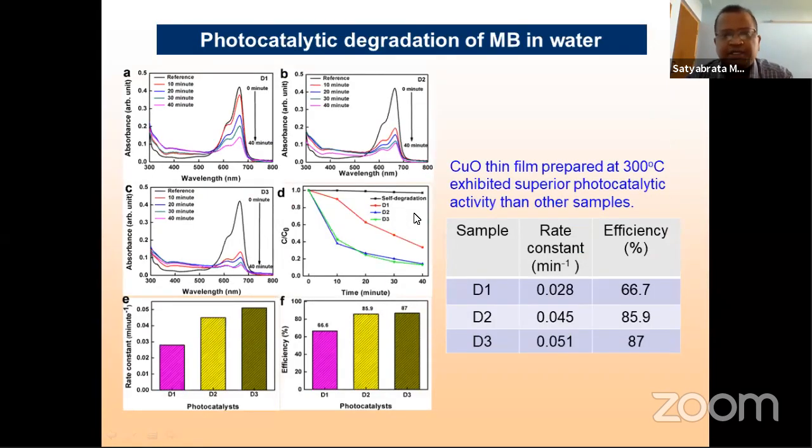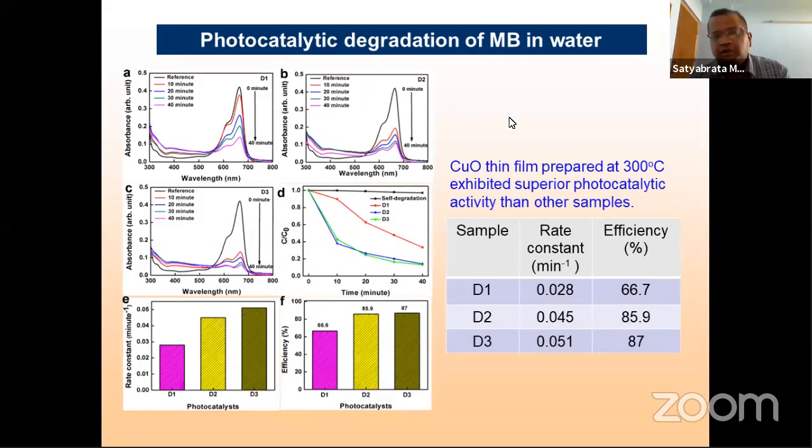These coatings again were tested for their photocatalytic and catalytic activity against different organic pollutants and some toxic chemicals. And we represent a few of these results here, where you see that the samples prepared at 100 degree as well as 300 degree show higher efficiency, with the CuO film prepared at 300 degree exhibiting the superior photocatalytic activity than other samples. So that means the substrate temperature and the crystallite size are going to be decisive when you want to control the catalytic or photocatalytic activity of this sample.